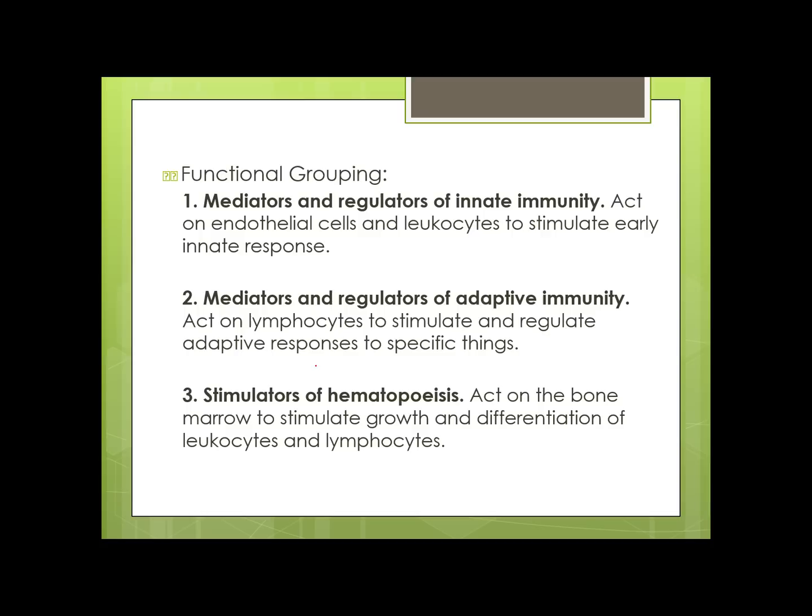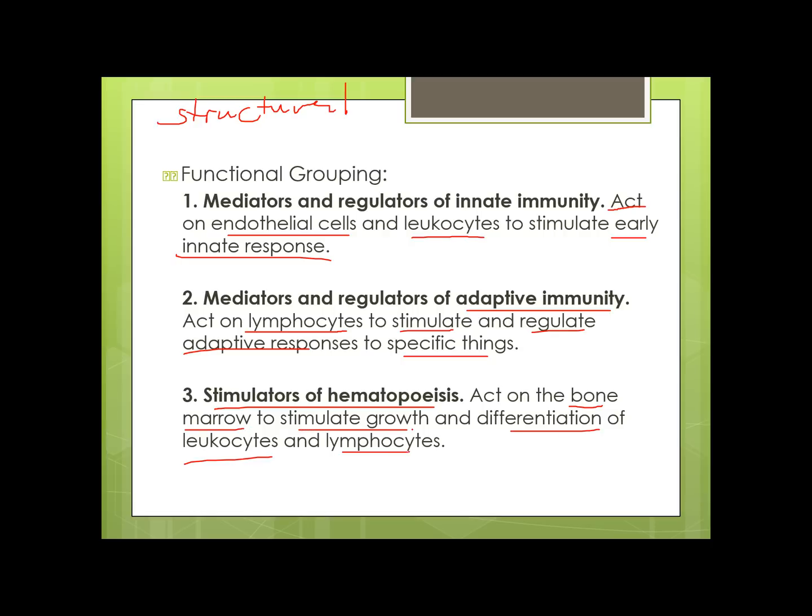Now, another one would be functional grouping. So the first one is structural. The second group is functional. So the first functional group is the mediators and regulators of the innate immunity. So these are the cytokines that would act on endothelial cells and leukocytes to stimulate early innate response. Then we also have mediators and regulators of the adaptive immunity. So these are cytokines that would act on lymphocytes to stimulate and regulate adaptive response to specific things. Then we also have stimulators of hematopoiesis. They would act on the bone marrow to stimulate growth and differentiation of leukocytes and your lymphocytes.